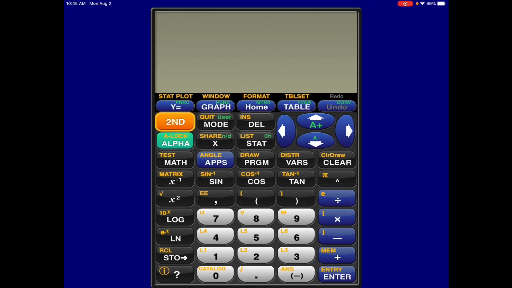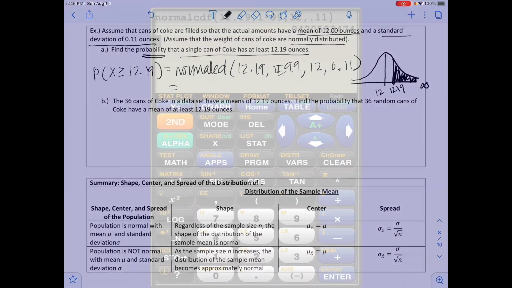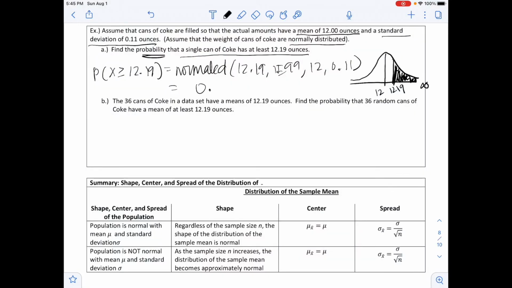On the calculator, we go to second, vars, normal CDF. The lower bound is 12.19, our upper bound is 1E99, our mean is 12, and our standard deviation is 0.11. Close your parentheses, select enter, and we get our probability. From the calculator, we get 0.0421.